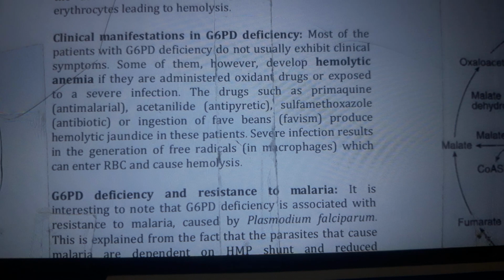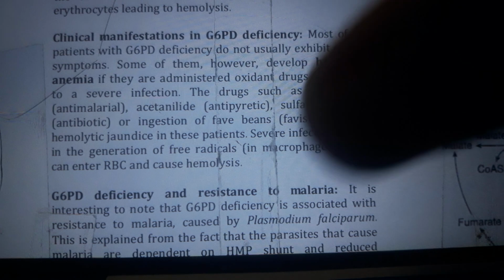Clinical manifestation of G6PD deficiency. Most of the patients with G6PD deficiency do not usually exhibit clinical symptoms. Some of them, however, develop hemolytic anemia if they are administered oxidant drugs or exposed to a severe infection. Drugs such as primaquine, antimalarial, acetanilide, antipyretic, sulfamethoxazole, antibiotic, or ingestion of fava beans produce hemolytic jaundice in these patients. Severe infection results in generation of free radicals in macrophages, which could enter RBC and cause hemolysis.